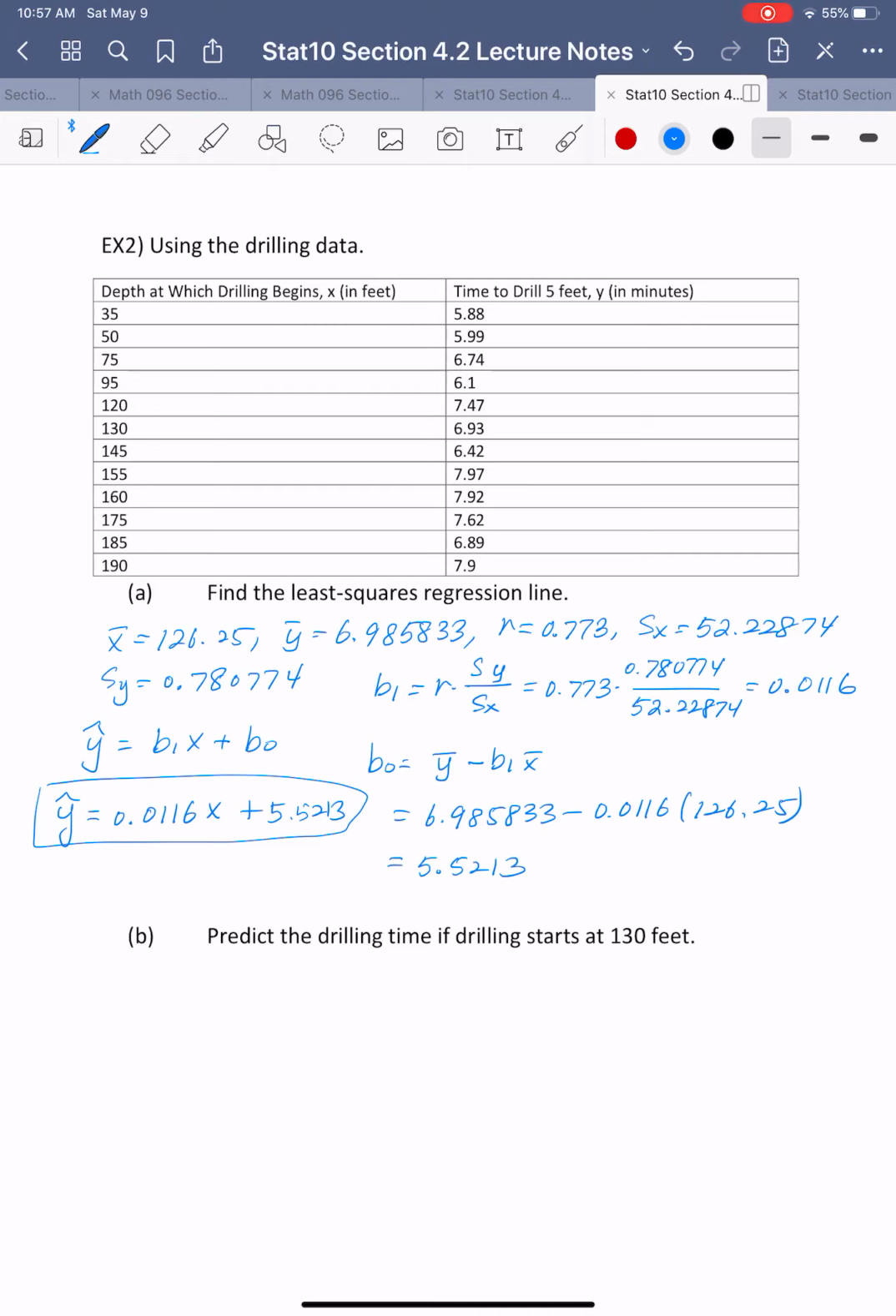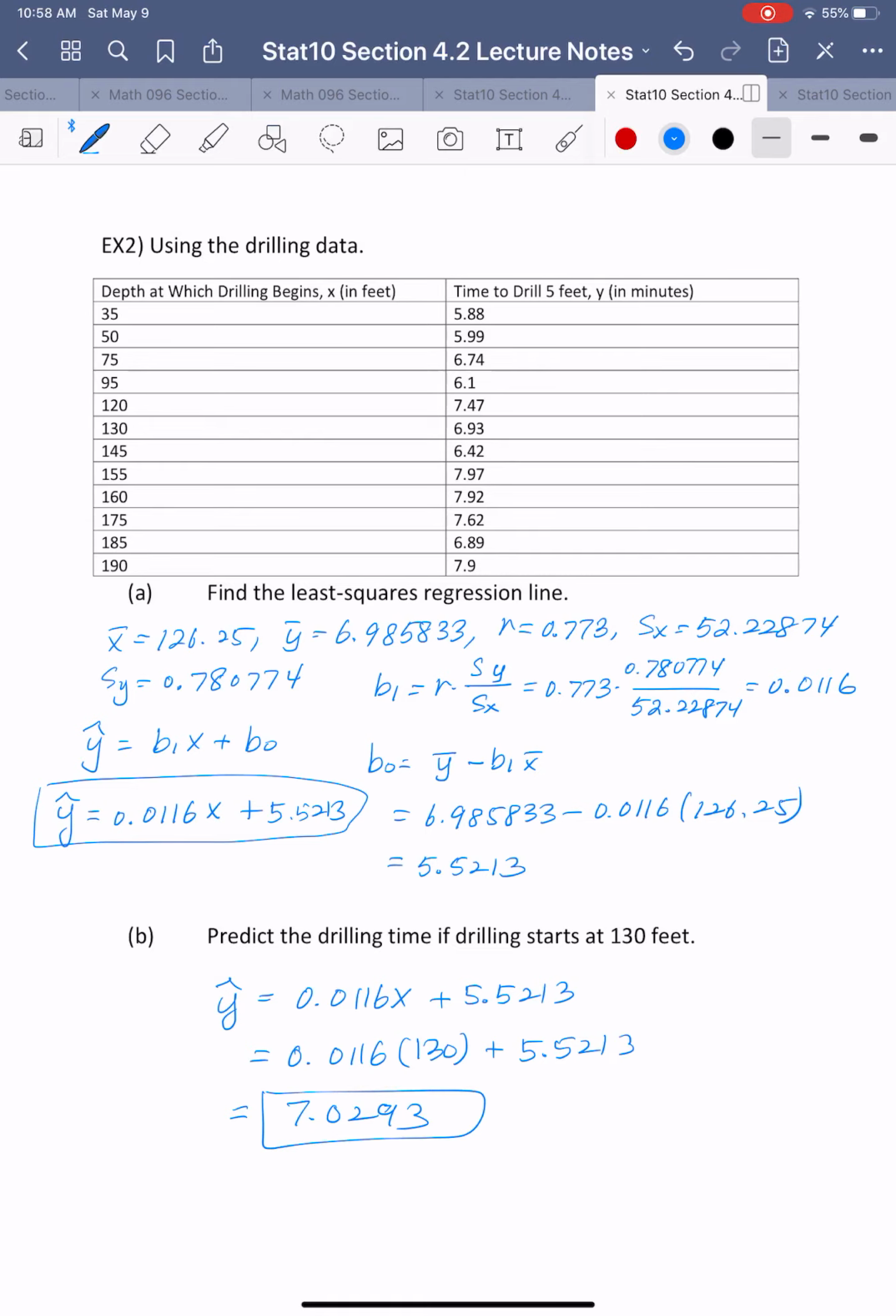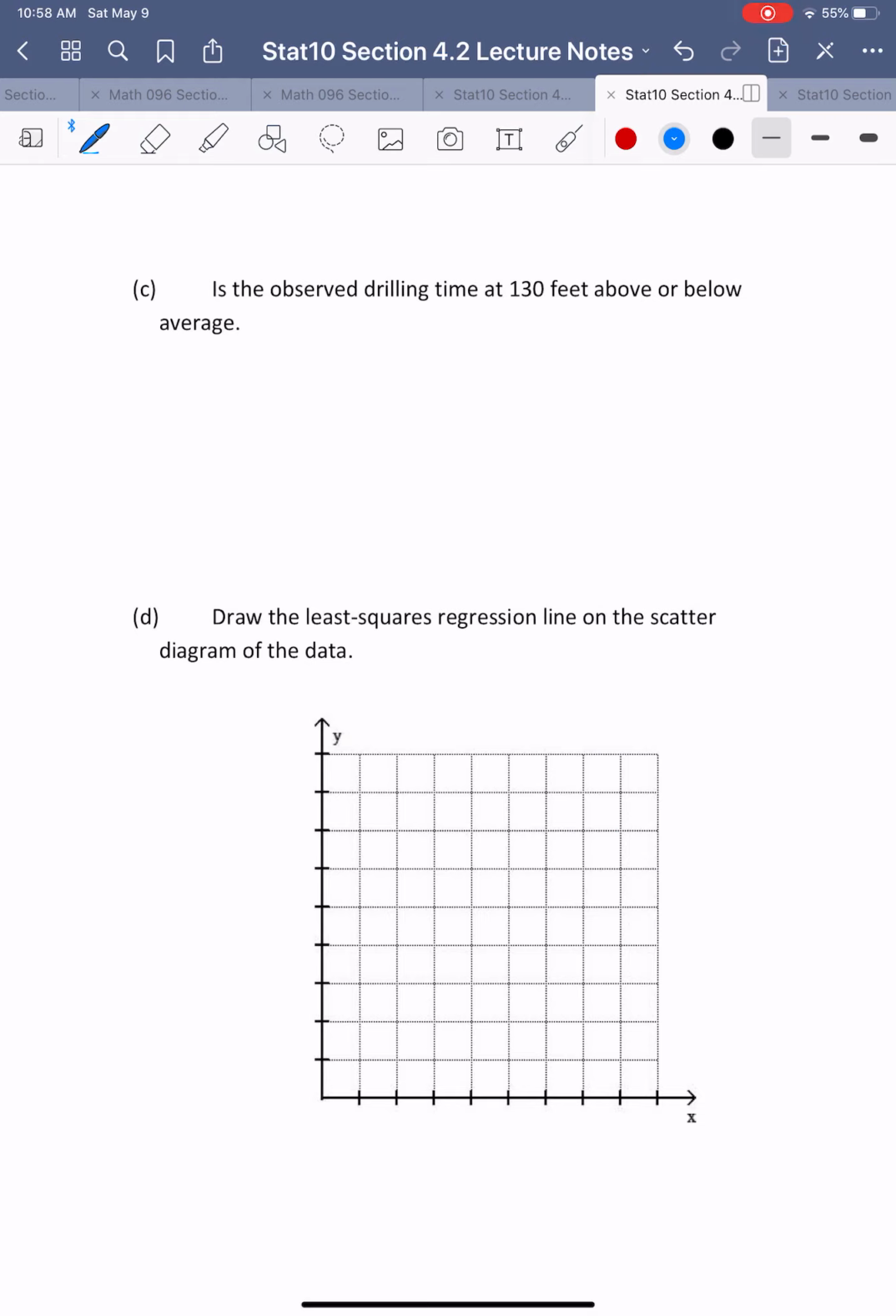And so, predict the drilling time if the drilling starts at 130 feet. So this time, y hat is about the time to find. 0.0116x plus 5.5213, and then you plug in the drilling depth of 130 feet and add it to 5.5213, and then you get 7.0293. Okay, so that's about 7 minutes it takes. All right, is the observed drilling time at 130 feet above or below the average?